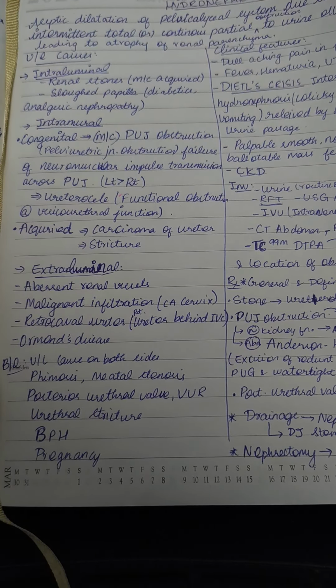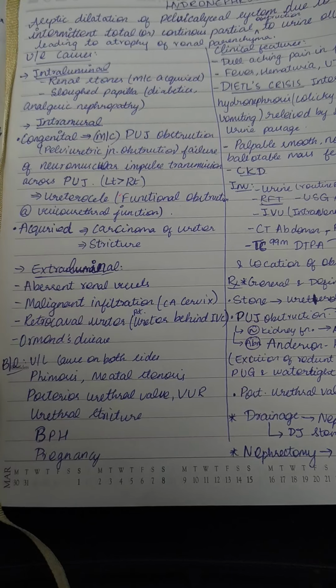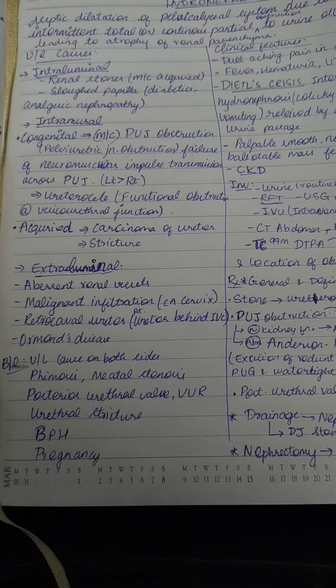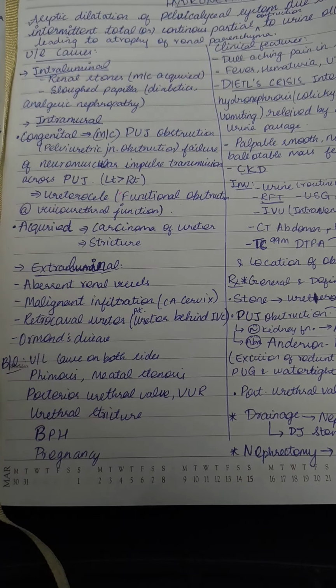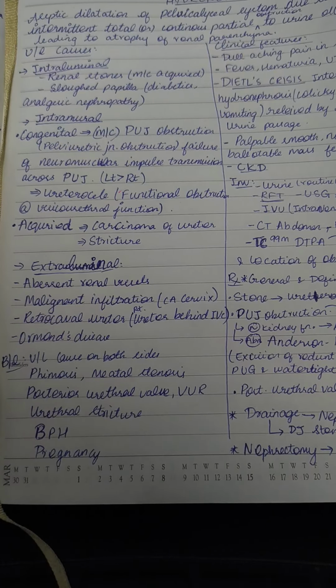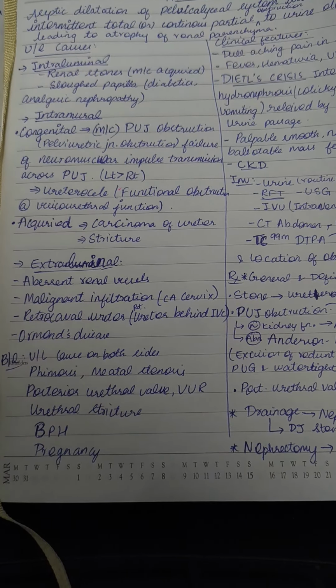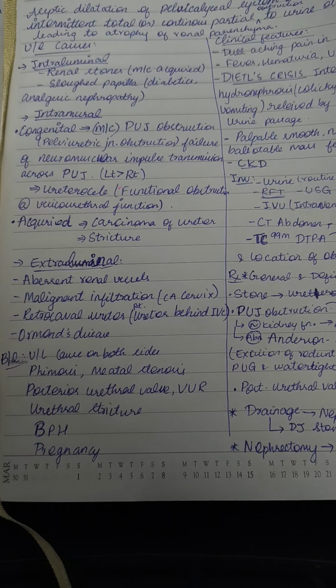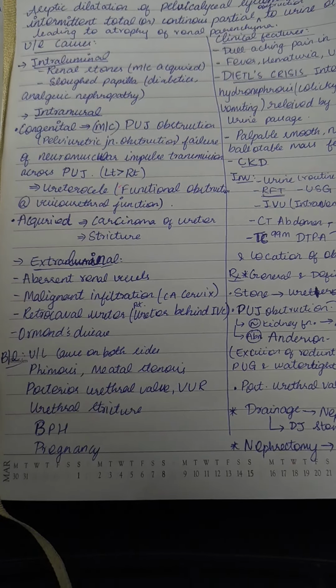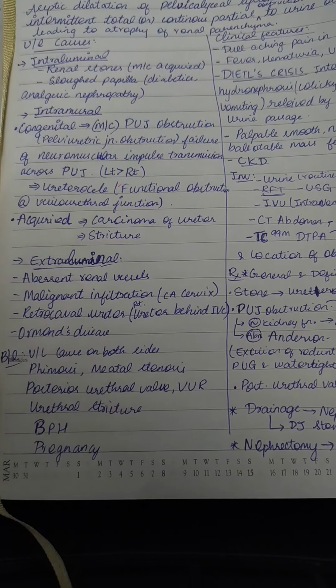Acquired causes are like carcinoma of the ureter and stricture. Extraluminal causes: we can have an aberrant renal vessel. Here the treatment is pyeloplasty. We shouldn't try to remove the artery as it can cause ischemia of the kidney. Malignant infiltration, as occurs in cancers of the cervix, bladder and rectum. Retrocaval ureter, where the right ureter goes behind the IVC.